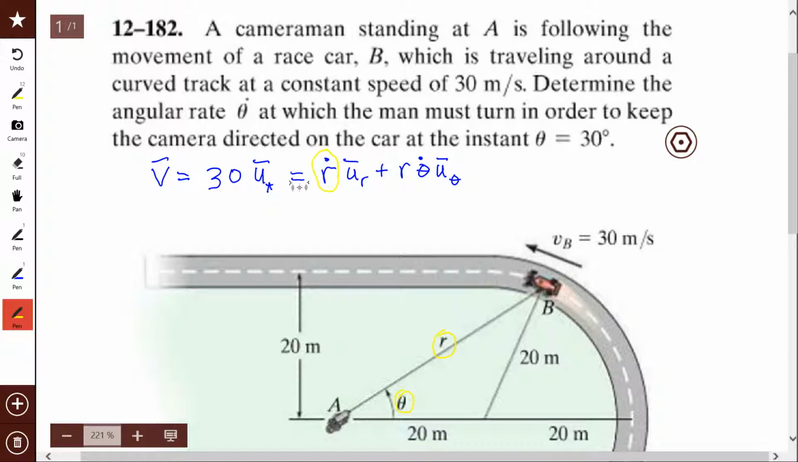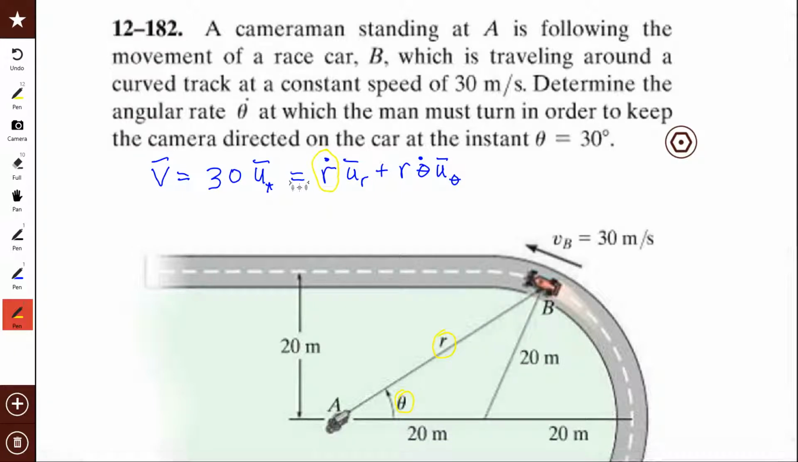But anyway, if I count how many things I have unknown, I don't know r dot, I don't know r, and I don't know theta dot. But this is a vector, and so the vector has two components, and I'm going to be able to get two equations by setting this vector over here equal to this vector here. I'll show you what I mean in a second. Now I need another equation, which is for r, and you cannot solve for r using a velocity equation. You don't solve for positions using velocities.